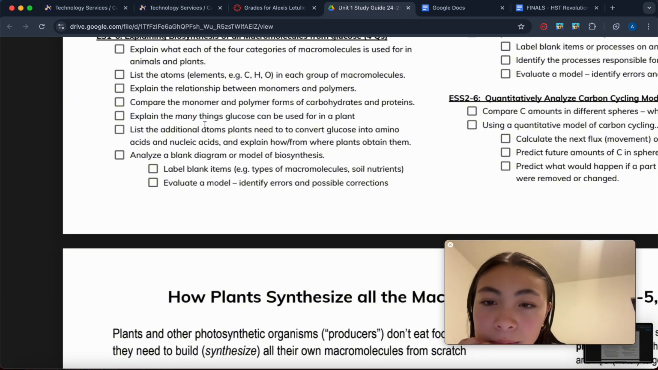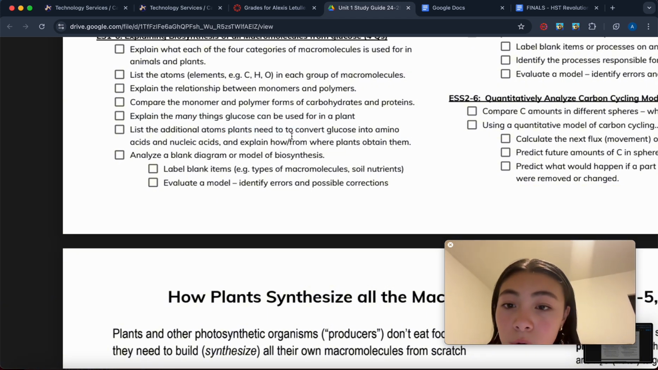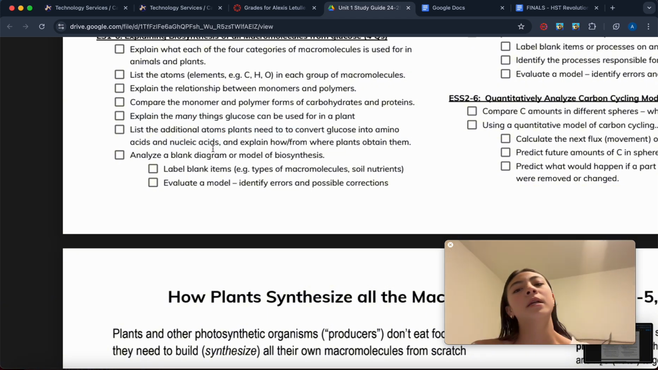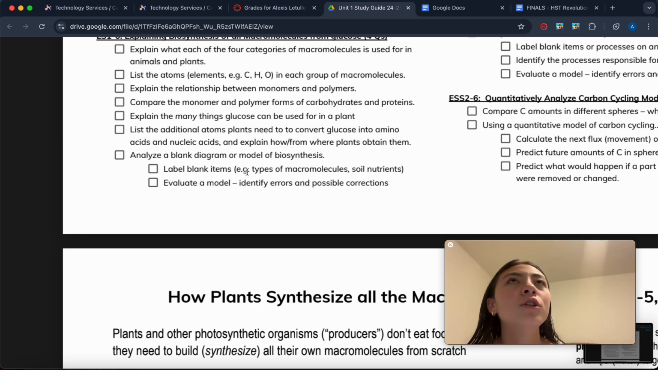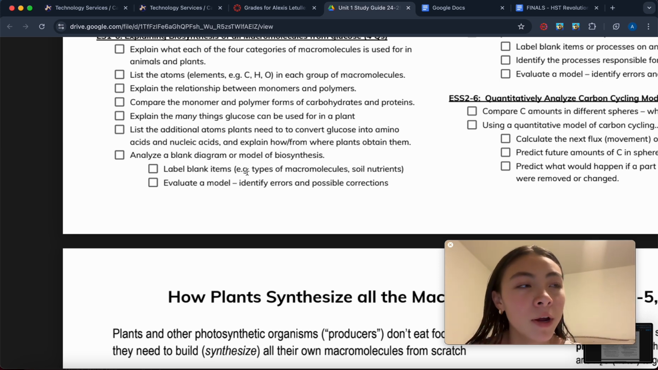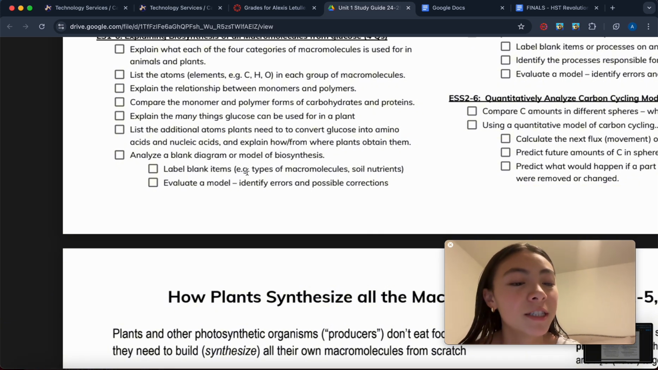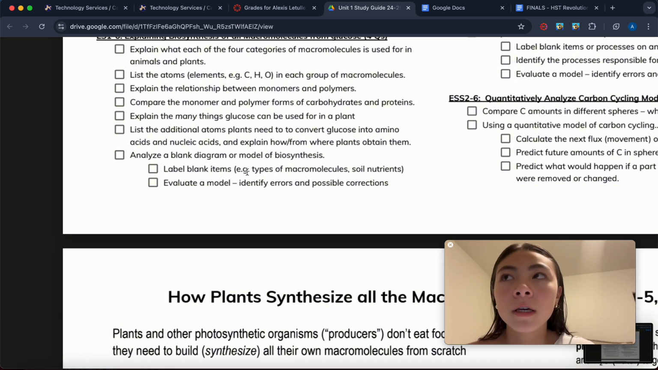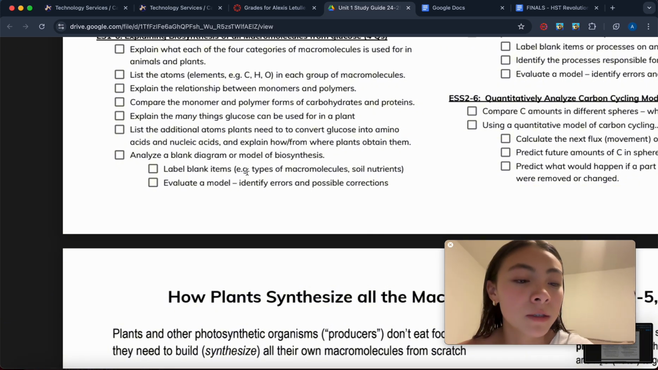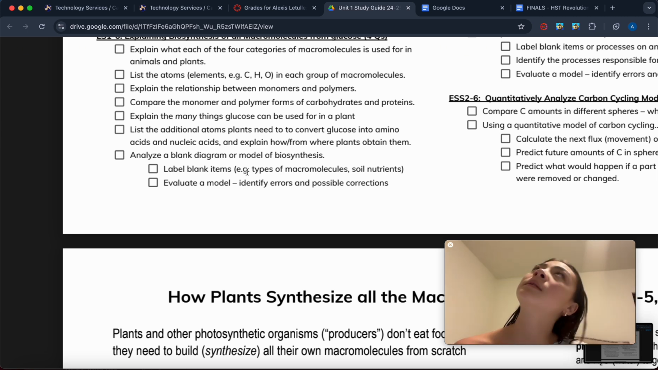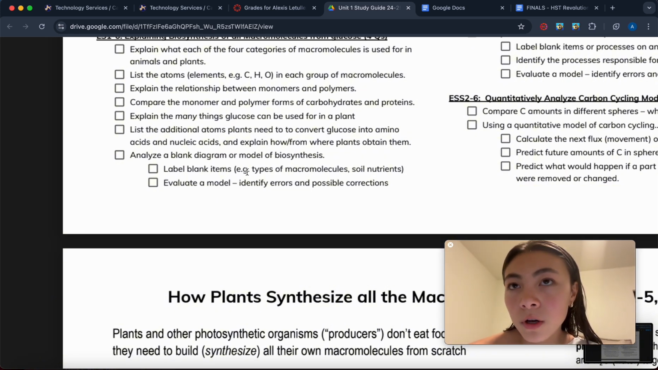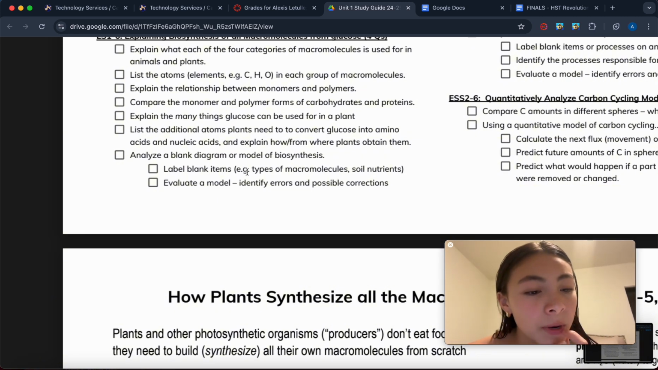List the additional atoms plants need to convert glucose into amino acids and nucleotides, and how they get them. Okay, so I kind of already said this. If you're being real, it's in my cheat sheet. But to form, I guess the first one is phospholipids. You need phosphorus and you need nitrogen, which plants absorb from the soil. For protein, I think I forgot to put this in my diagram, but it needs not just sulfur, it also needs nitrogen.